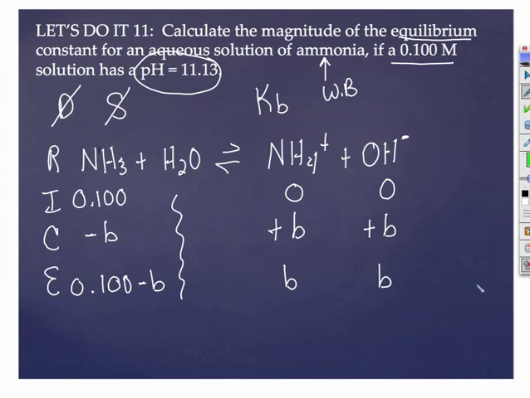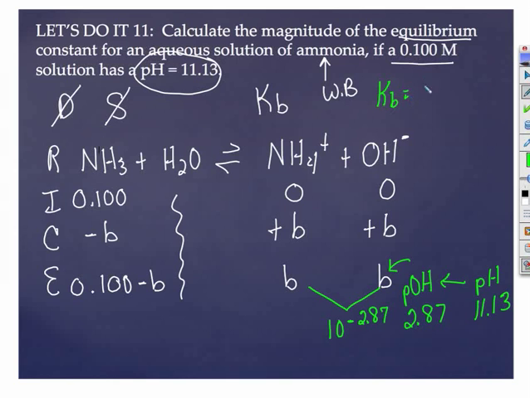Now, to get to B, first off, we'd have to go from pH, which was given to us. So if we go from pH to H+, well, actually, I would go from pH to POH and then to OH minus, frankly. That's how I do it. So if my pH is 11.13, then that means my POH is 2.87, which means my OH, my B value, is 10 to the minus 2.87.